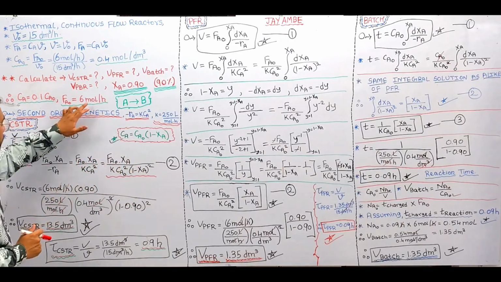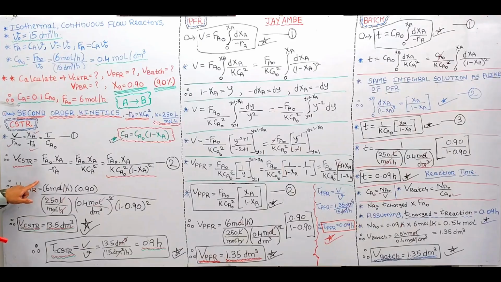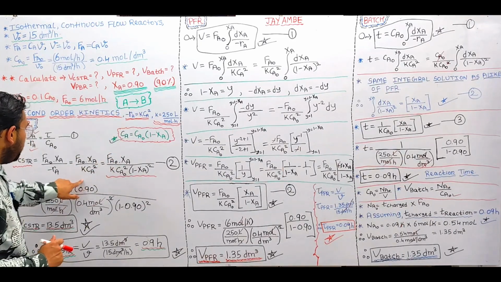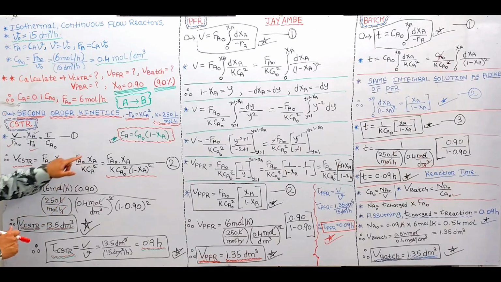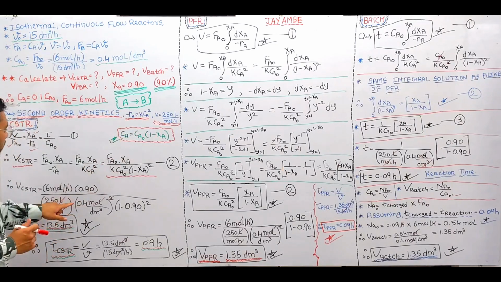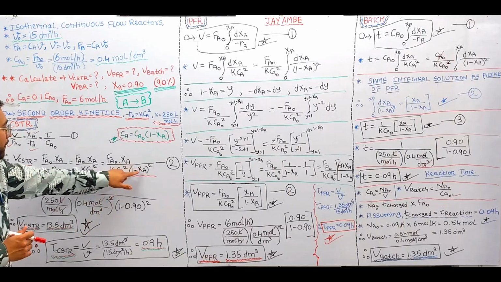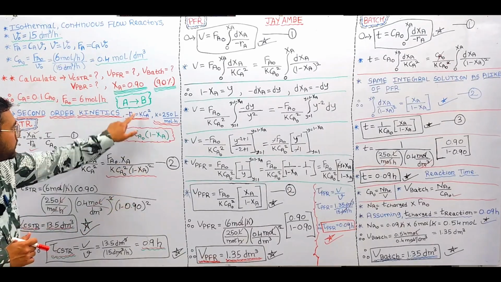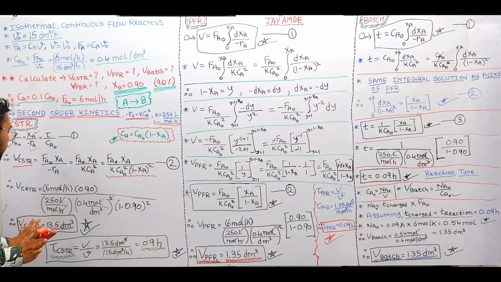F_A0 is 6 moles per hour. So the volume of the CSTR is equal to 6 moles per hour into X_A, where X_A is 0.90, divided by K, which is 250 liters per mole hour, into C_A0 squared, which is 0.4 moles per cubic decimeter whole squared, into (1 minus X_A), where X_A is 0.90, whole squared, right?